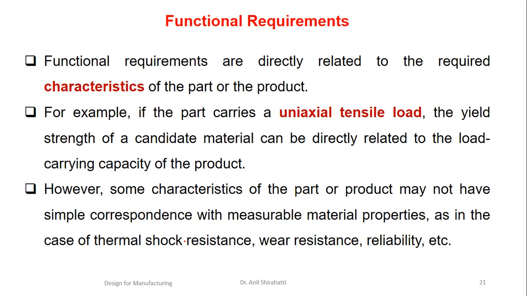Functional requirements are directly related to the required characteristic of the part or the product. For example, if the part carries a uniaxial tensile load, the yield strength of that material can be directly related to the load carrying capacity. However, some characteristics of the part or product may not have simple correspondence with a measurable material property, as in the case of thermal shock, wear resistance, reliability, etc.